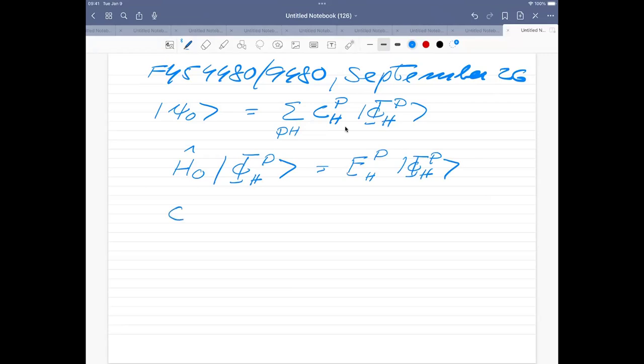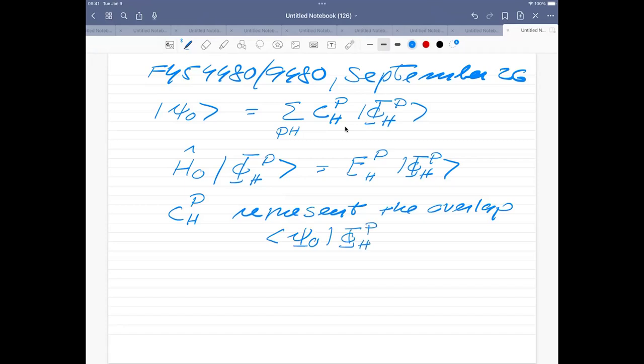These coefficients, which we have, C_HP, they obviously represent different types of particle-hole excitations. So they represent the overlap between this chosen ground state, psi 0, and the states phi_HP. So the states are just a set of Slater determinants which we can set up, and we know the basis states for the Slater determinants.